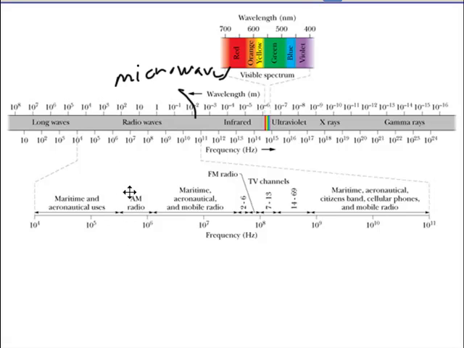When we get up here to slightly shorter than the maritime uses, we have the AM radio, the longest wavelength of commercial radio. Then we get more maritime, aeronautical, and mobile radio stations, short waves, things like that. Then we get into the TV channels and the FM channels in between the TV channels. 2 through 6 are here, 7 through 8 are in this region, 14 through 69 are here. And then more bandwidth that's used for maritime, aeronautical, citizens band, CB, cellular phones, and mobile radio.